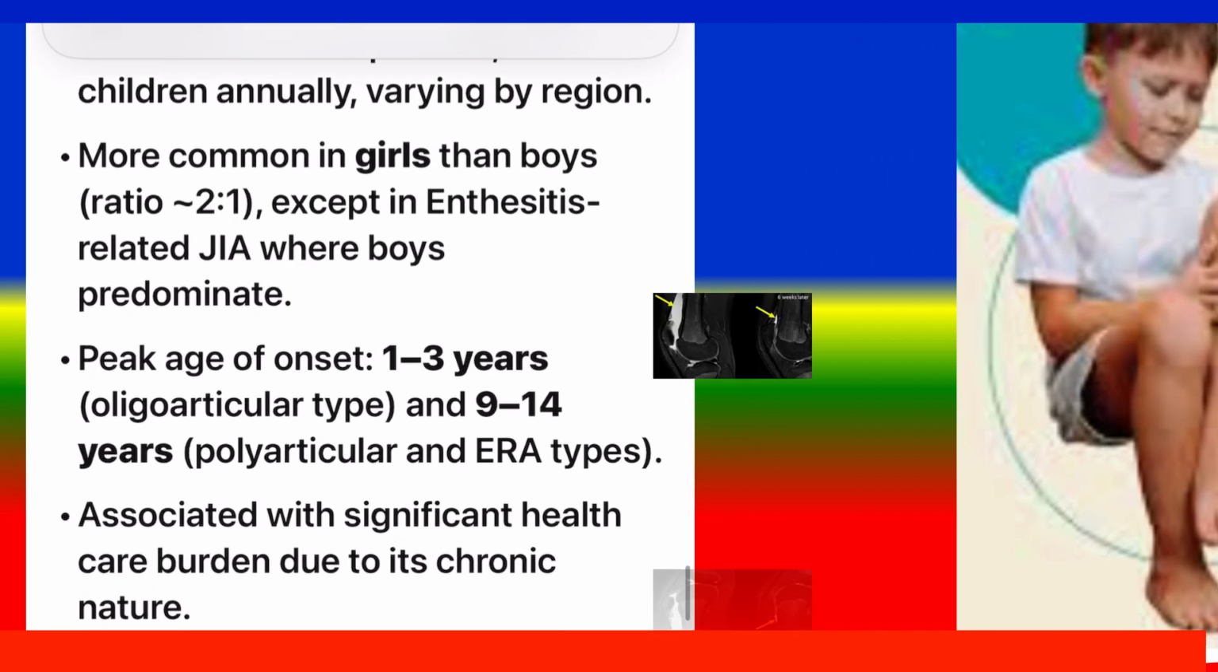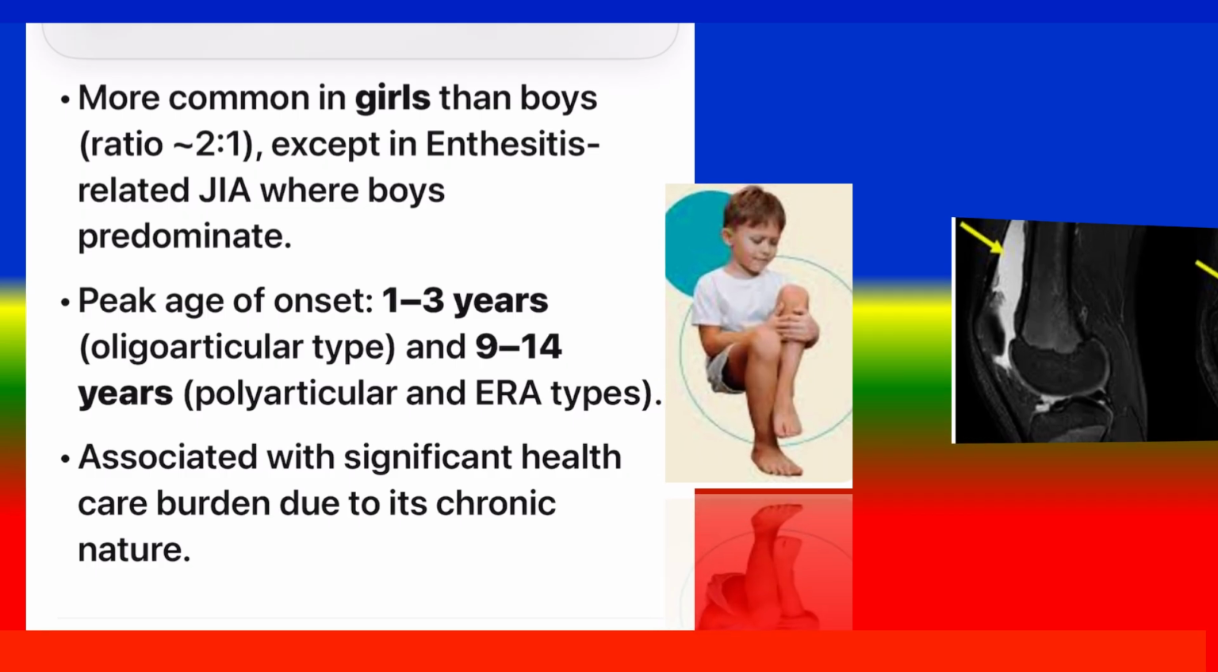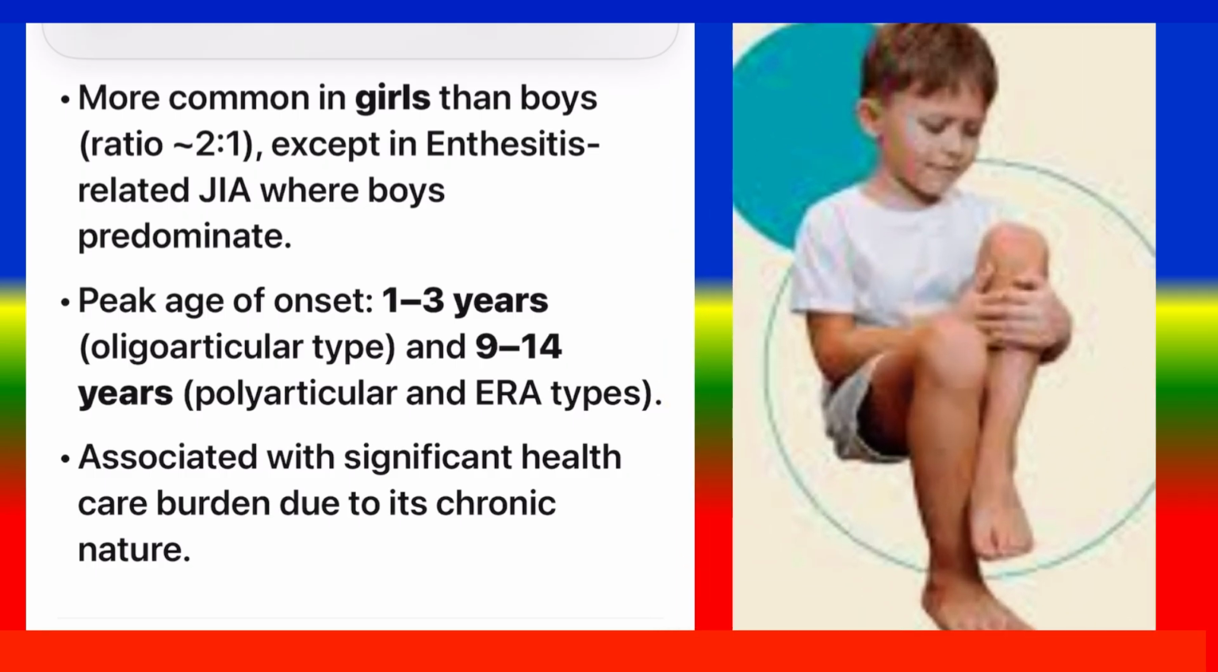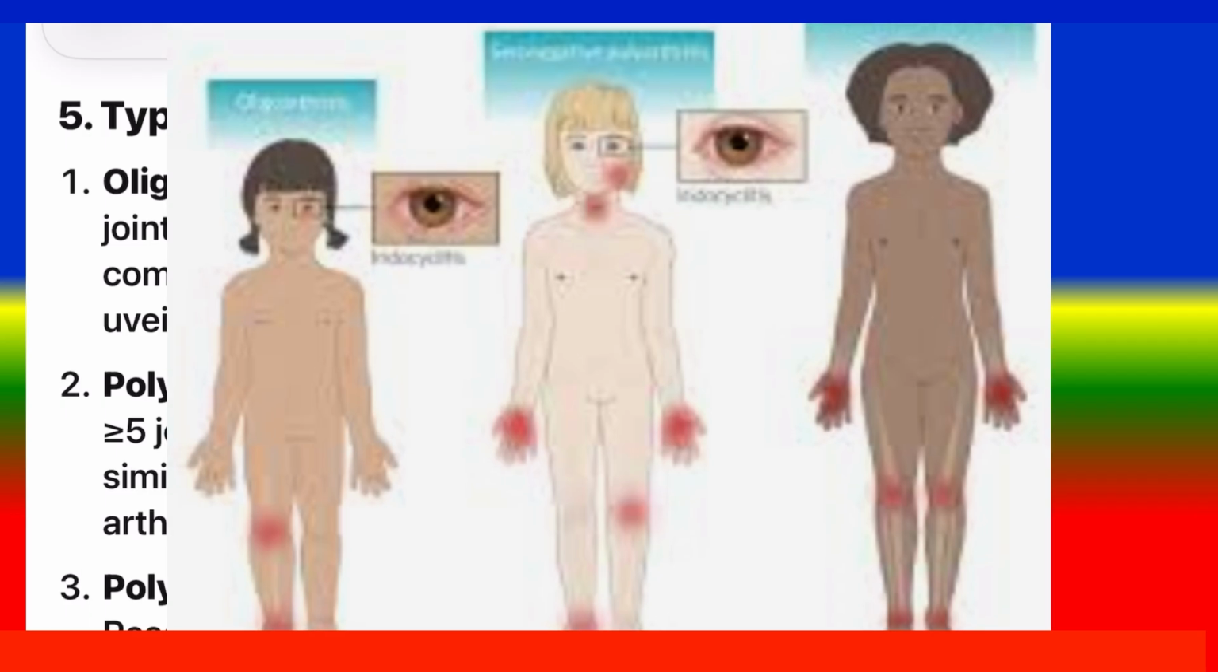More common in girls than boys, ratio 2:1, except in enthesitis-related JIA where boys predominate. Peak age of onset, 1 to 3 years, oligoarticular type, and 9 to 14 years, polyarticular and ERA types. Associated with significant healthcare burden due to its chronic nature. 5. Types, ILAR classification.